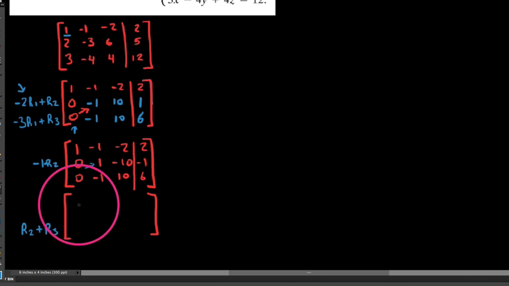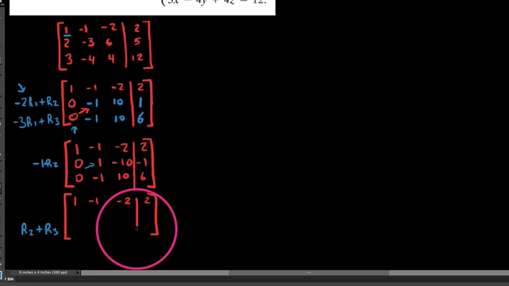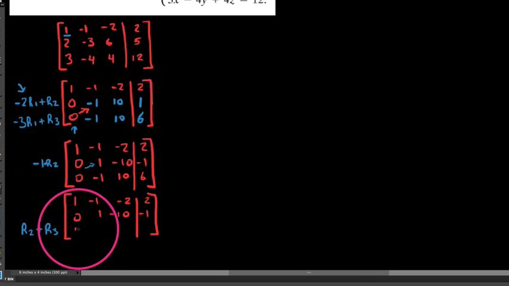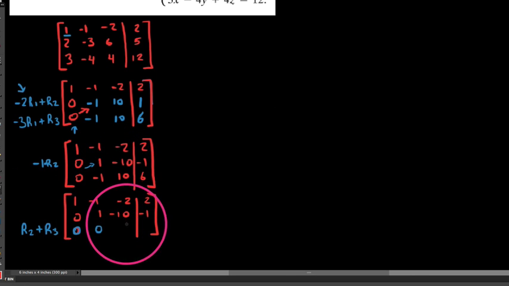And so what I want everybody to see here is this. Let's see, row 1: 1, negative 1, negative 2, and 2. Row 2 doesn't change. We have 0, 1, negative 10, and negative 1. But row 3, once we add row 2 to row 3, we get 0 plus 0 is 0. We say 1 plus a negative 1 is 0. Negative 10 plus a positive 10 is a 0, and then we get a negative 1 plus a positive 6 is a 5.